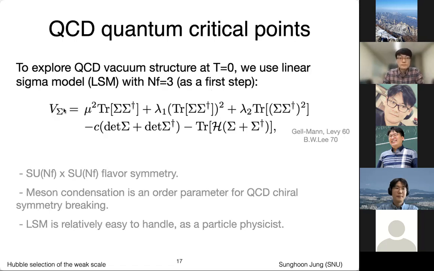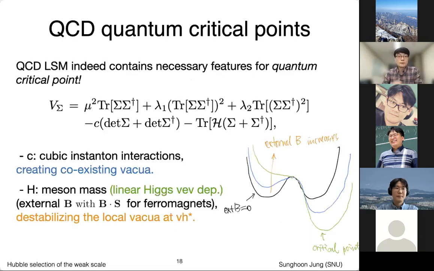So the linear sigma model potential for the meson field, sigma, which is the q q-bar composite field, has essentially five terms. They are given by SU(N_F) times SU(N_F) flavor symmetry. And meson condensation is an order parameter for the symmetry breaking, or QCD chiral symmetry breaking. Okay, so it's essentially just the Higgs mechanism. Of course, that's why the LSM is relatively easy to handle for people like me. And importantly, this simple linear sigma model with three light flavors contains all the necessary features for a quantum critical point. Again, back to this figure.